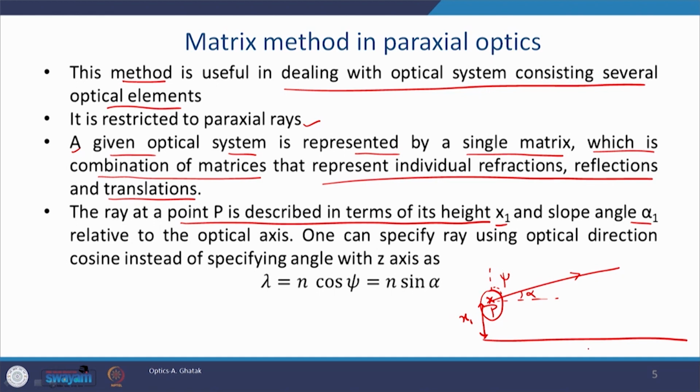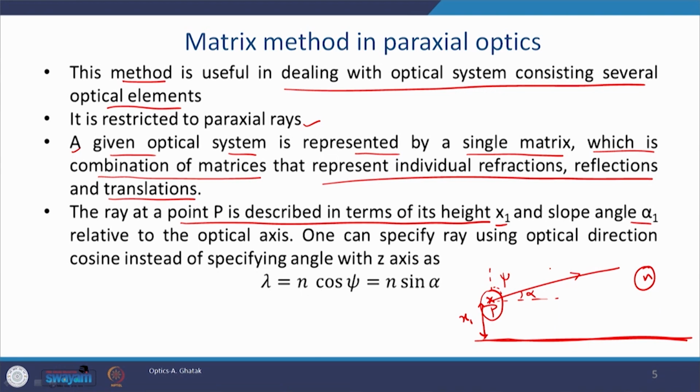Okay. I repeat, there is a ray which is travelling in some medium of some refractive index say n, and this horizontal line represents the axis of some lens system, and we are measuring things with respect to this horizontal line. This ray is inclined at angle alpha with this horizontal line. Let us pick a point P on this ray.